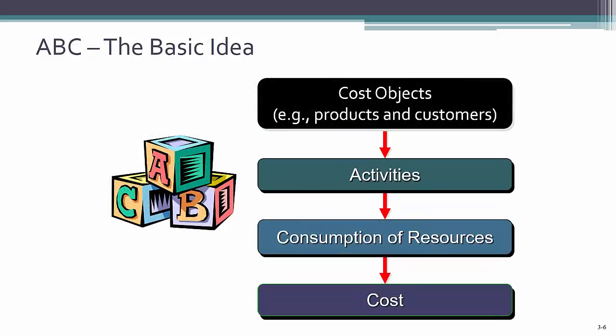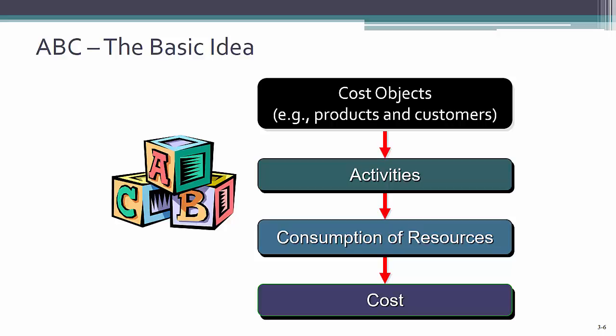The basic idea of ABC is simple. We are trying to figure out what activities cause our products or other cost objects to use valuable company resources. For example, receipt of a customer order triggers a number of activities. Examples might be entering the order in the system, purchasing needed materials, setting up machines to produce the order, shipping the order, and invoicing the customer.